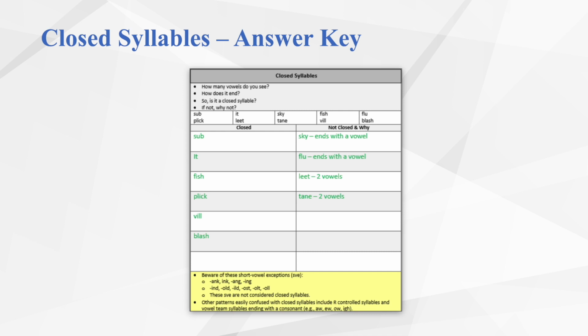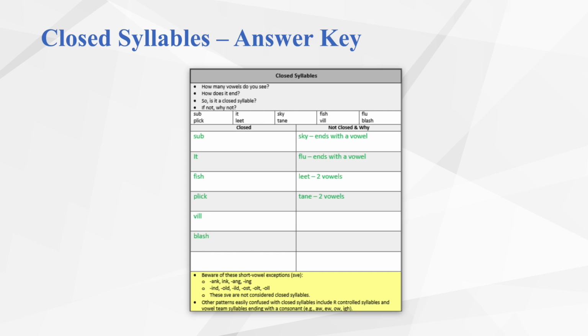Turning our attention to the box at the bottom of the screen, you'll see a mention of short vowel exceptions. The point with short vowel exceptions is that they are not considered closed syllables. They look like closed, but if we think about the word B-A-N-K, it has one vowel and ends with a consonant. But does that vowel say a? Not really, does it?